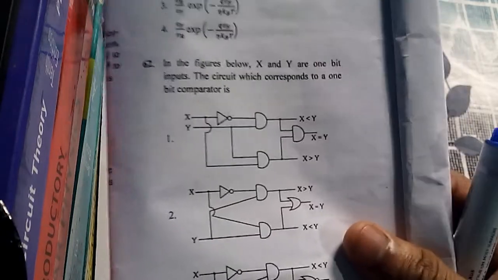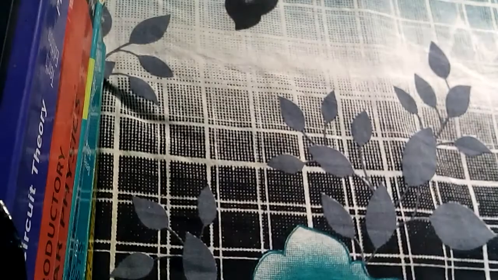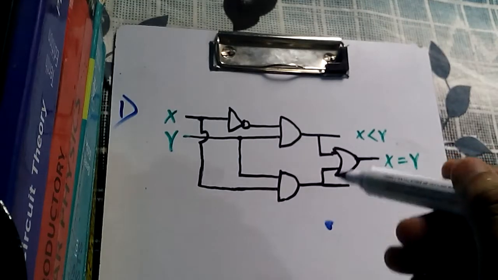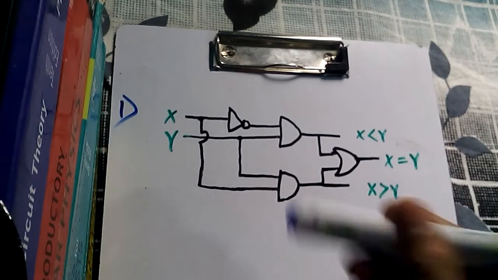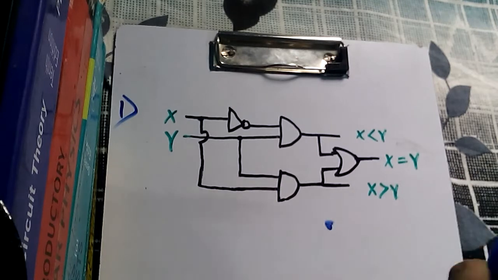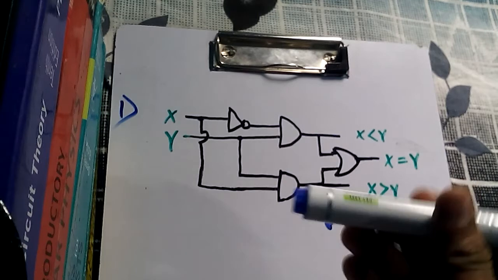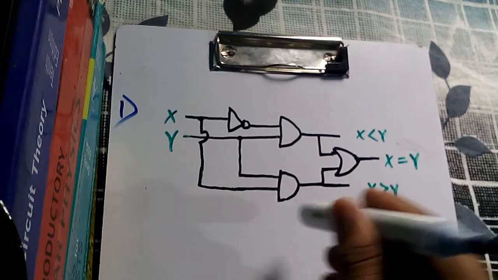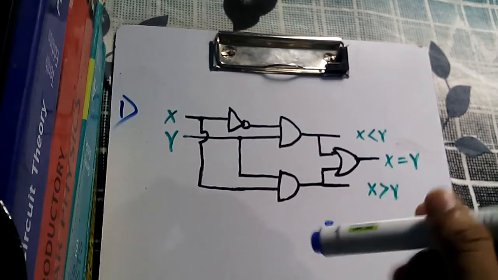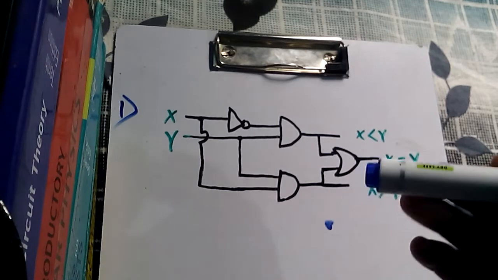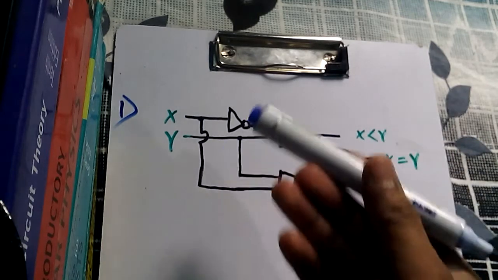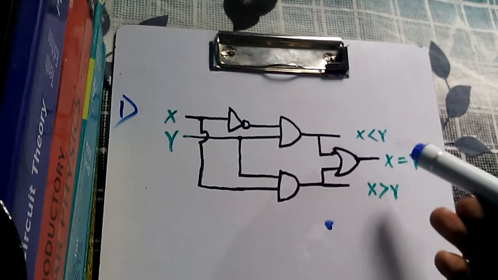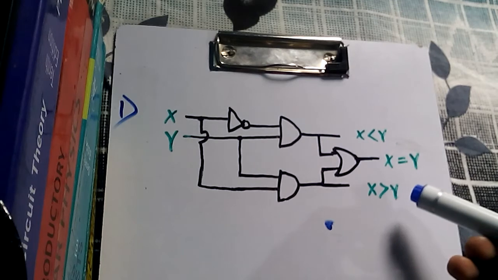So I have drawn the first option here, and I will show you how to solve this problem. Before checking the options, I will explain what a comparator is, and how to understand the options given in this problem. We take the example of the first option to understand the comparator circuit. Here you can see there are two inputs x and y, and there are three outputs: x less than y, x equal to y, and x greater than y.